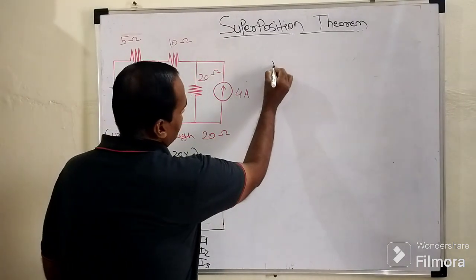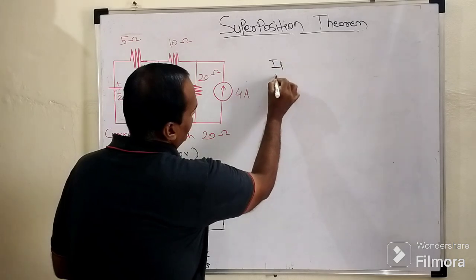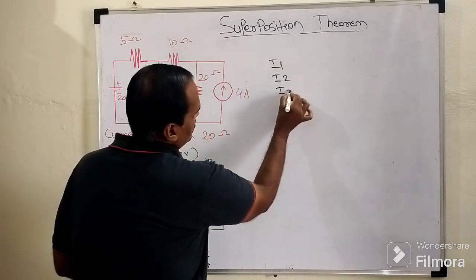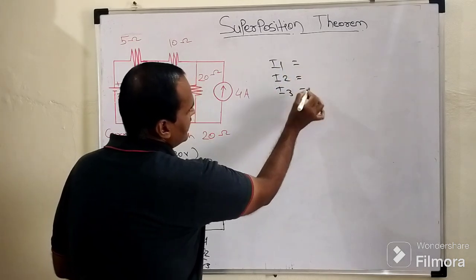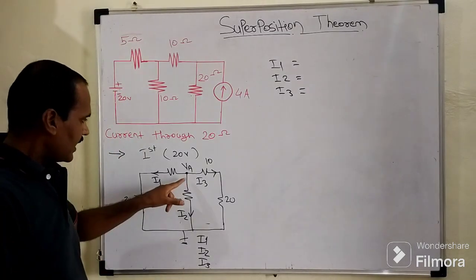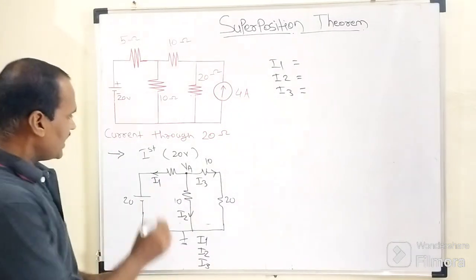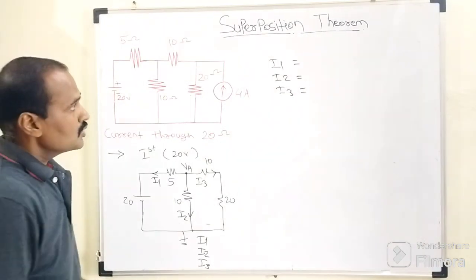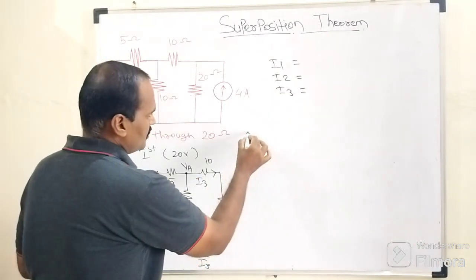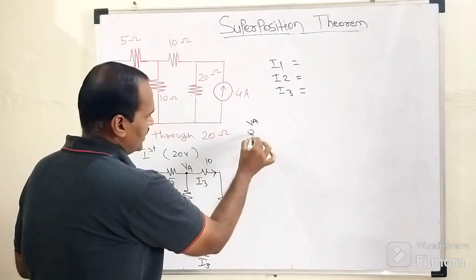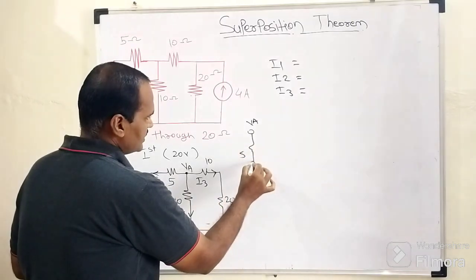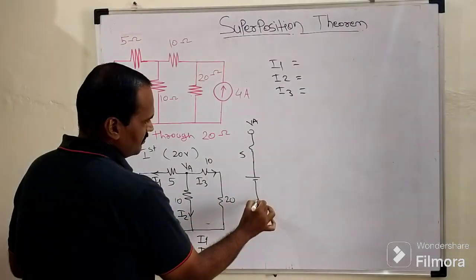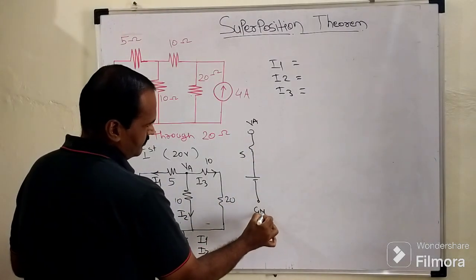So here I will write I1, I2 and I3. Now I1 is nothing but what? I1 is nothing but the current flowing through this branch in which we are having this 5 ohm resistor. So how is that branch connected from that node? This is the potential of node VA, and this is the 5 ohm resistor, this is the 20 volt battery, and this is the ground node. Okay.